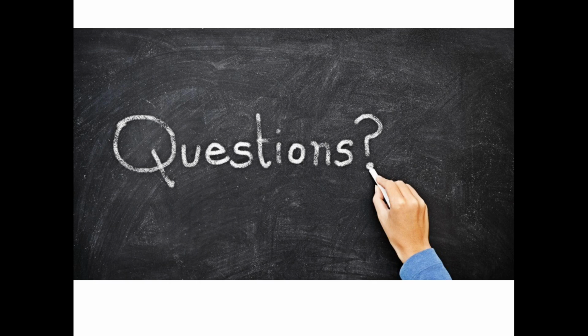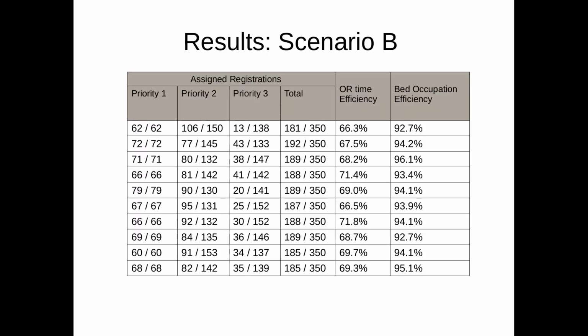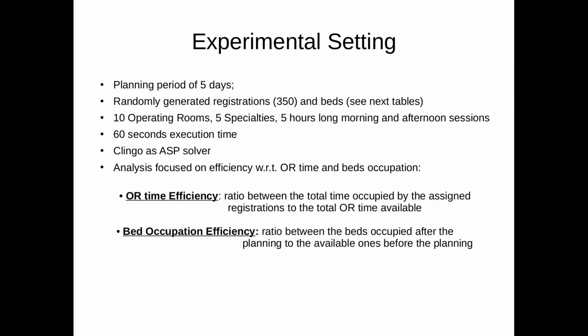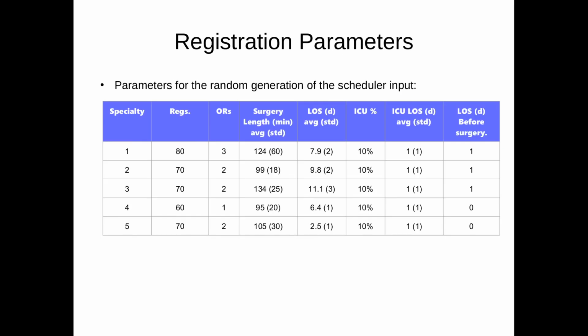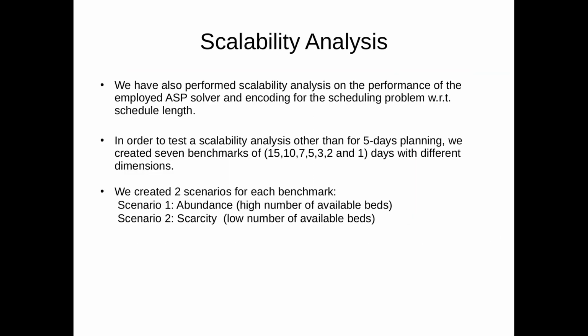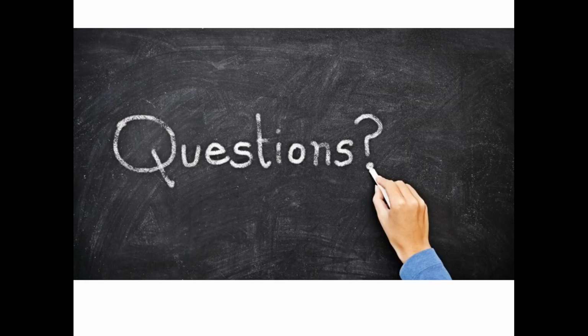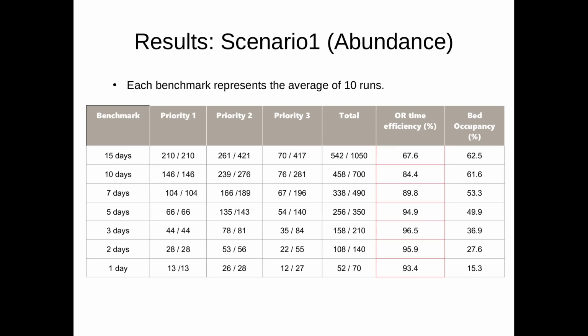So can you show me again where you maximize the allocation? Because, for instance, you want to allocate as much as possible. Yes, so we try to minimize the unassigned registrations. In order to minimize the unassigned registrations, we maximize the assigned registrations. How do we do it in the ASP program?